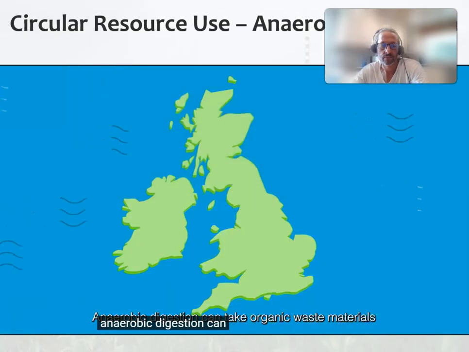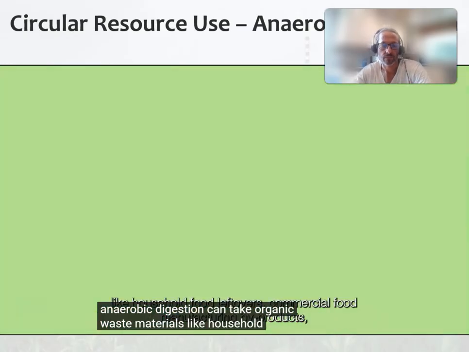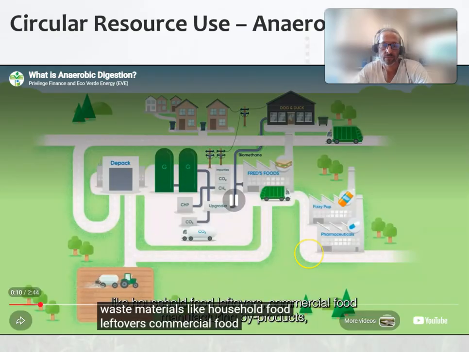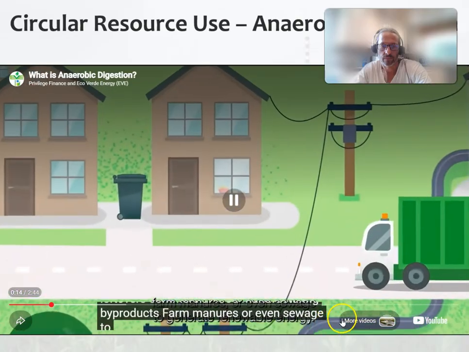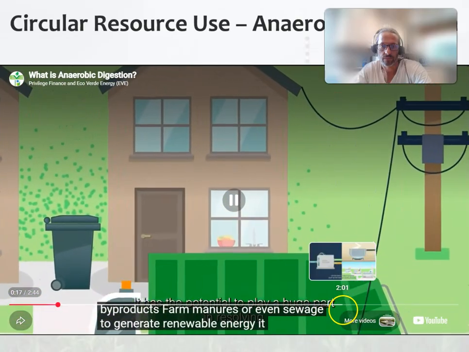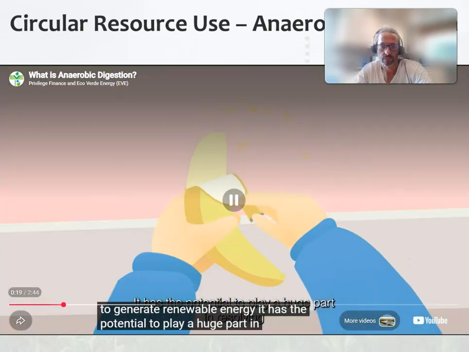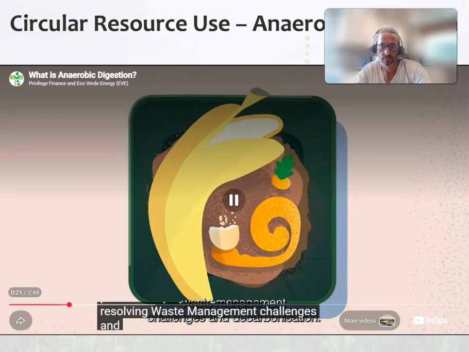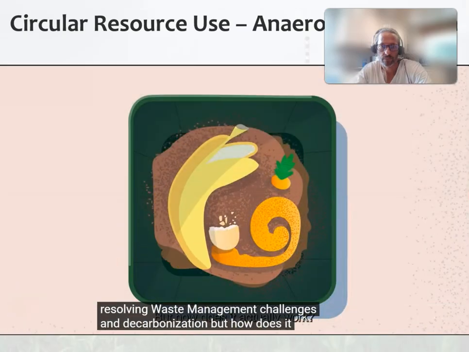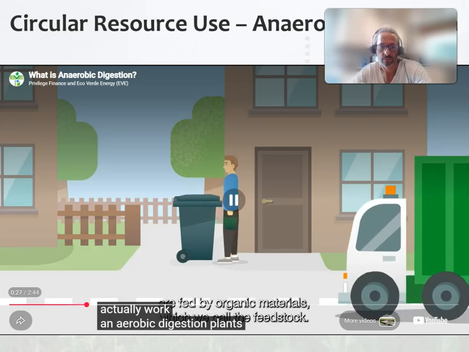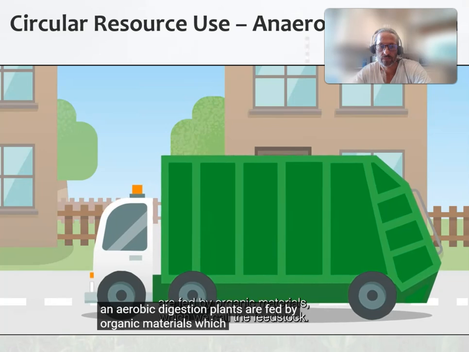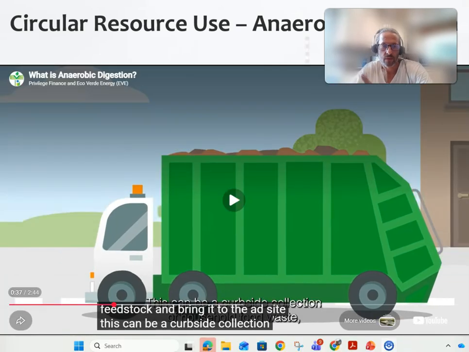Anaerobic digestion can take organic waste materials like household food leftovers, commercial food manufacturing byproducts, farm manures, or even sewage to generate renewable energy. It has the potential to play a huge part in resolving waste management challenges and decarbonisation. But how does it actually work? Anaerobic digestion plants are fed by organic materials which we call the feedstock.